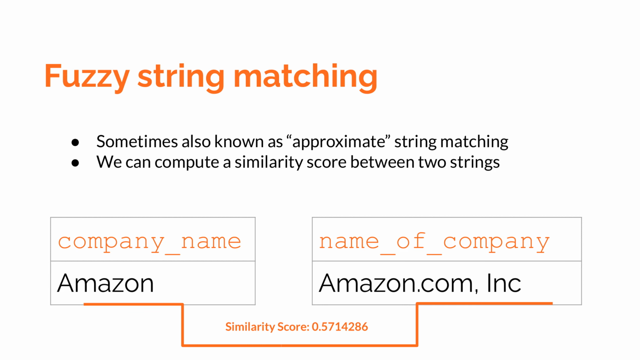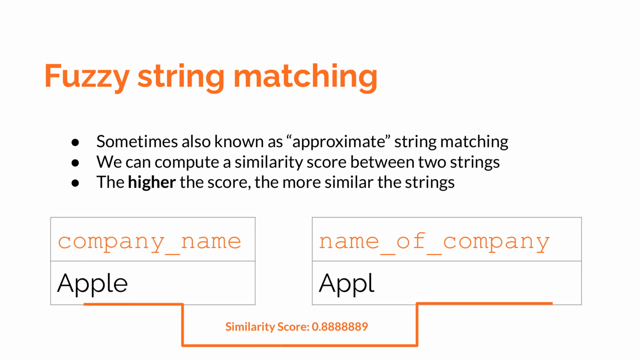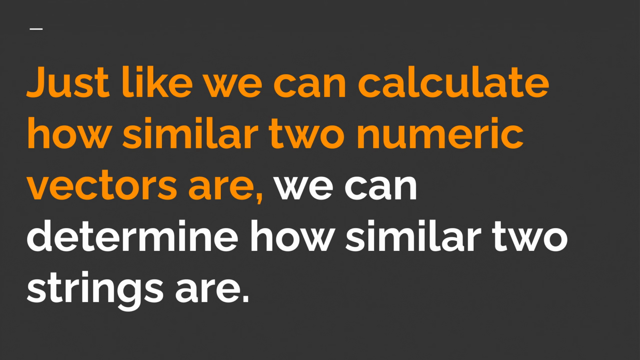With fuzzy string matching, we can determine the similarity between two strings. If two strings have a high similarity score, we can say that they're a match. The higher the similarity score, the more likely the match is correct. Just like we can use, for example, the Euclidean distance to determine how similar two numeric vectors are, we can use some sort of distance metric to determine how similar two strings are. There are many different types of distance metrics for determining the similarity between two strings.